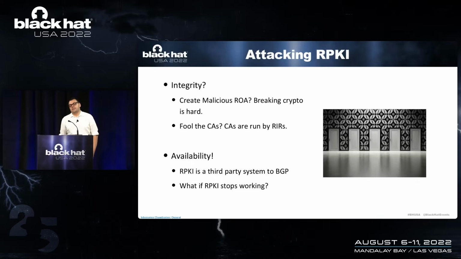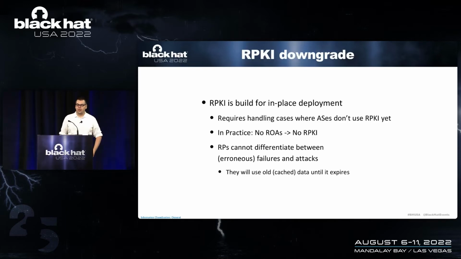And finally, obviously, because RPKI is a third-party system, we can attack its availability. And so essentially the idea is that you have BGP, which the routers talk to each other, and you have RPKI. And if you attack RPKI and it stops working, then you still have the BGP routers, and the BGP routers still have to make decisions, but they don't have security information to base it on. And so that's how this attack starts.